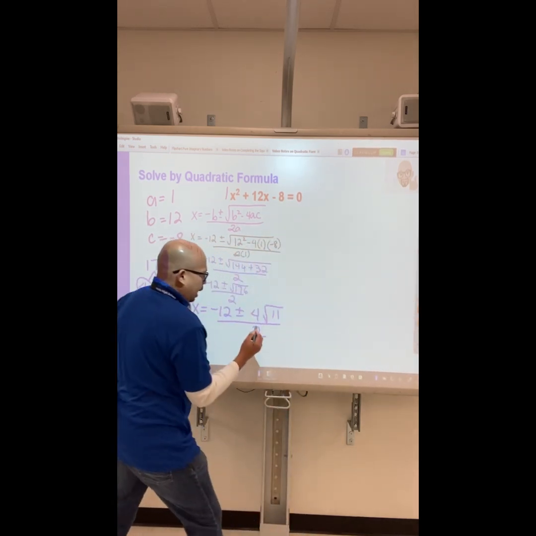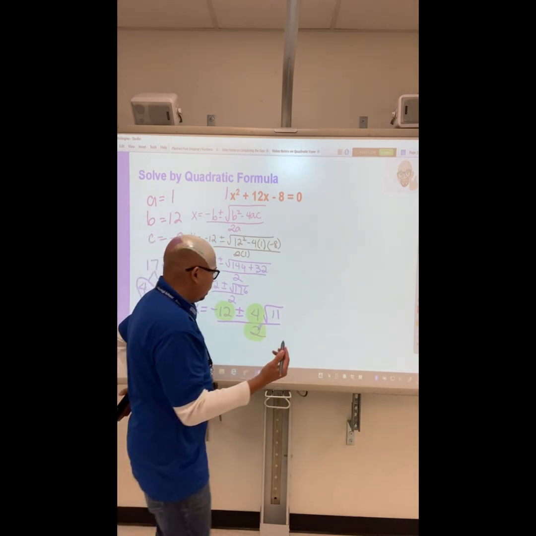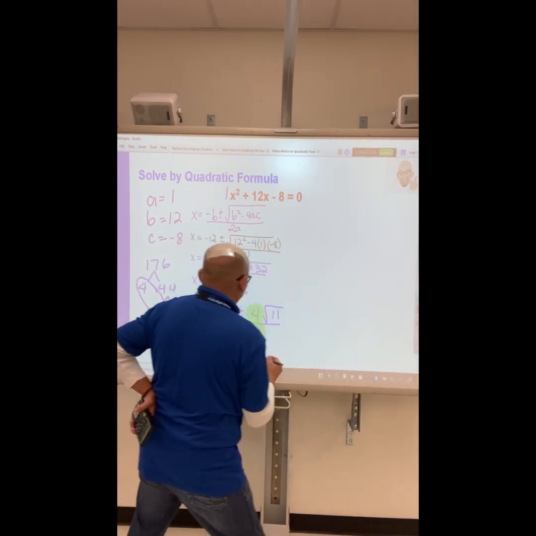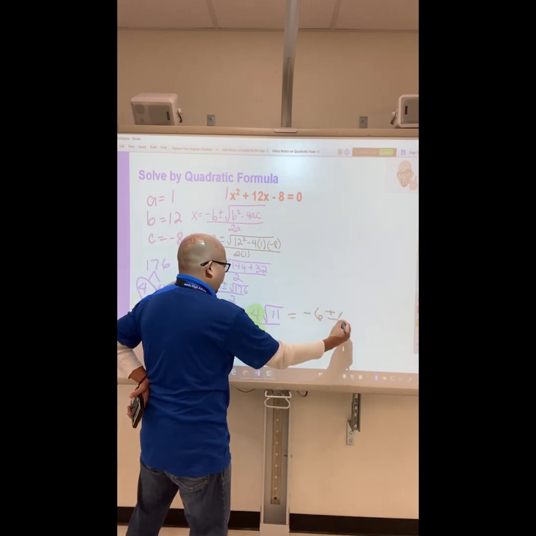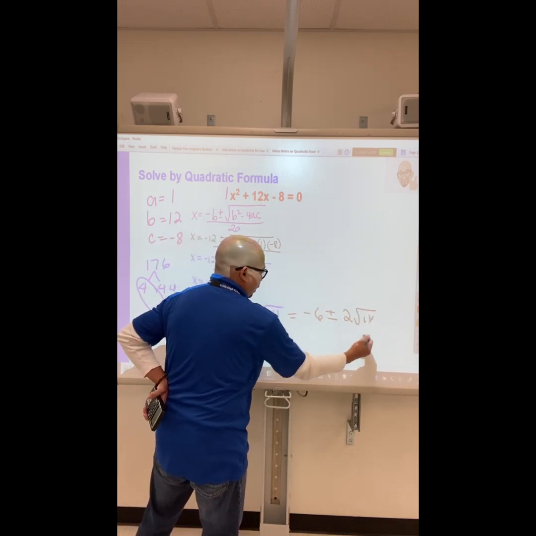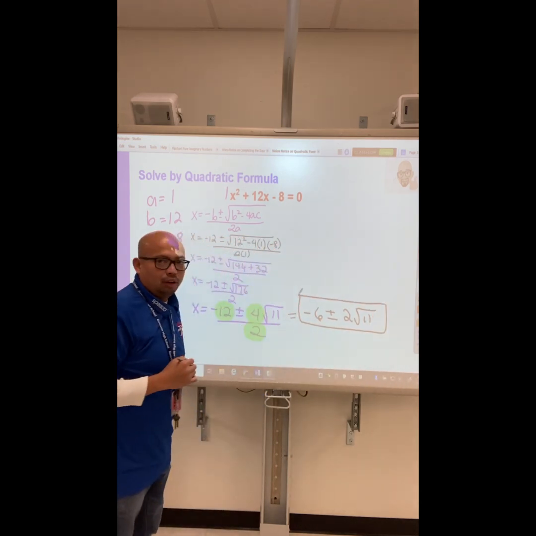If you notice, this 4, this 12, and that 2 are all divisible by 2. So I can divide them all by 2. That will make my answer negative 6 plus or minus 2 square root of 11. This will be 2 divided by 2 is 1. So that will be the value of my x.